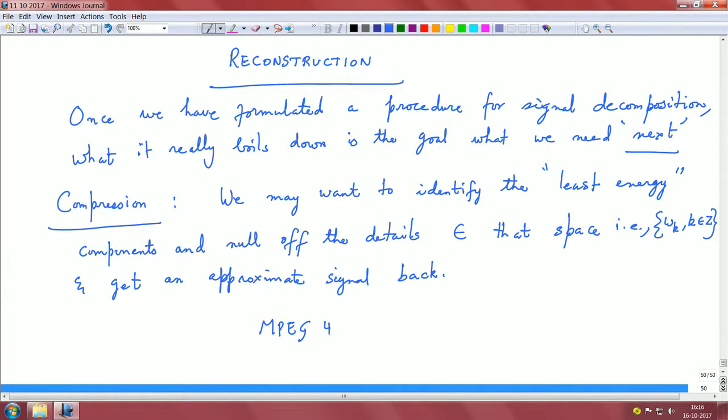Okay, this is one idea, and this is done routinely in MPEG 4 plus standards. These days they are really very much evolved, but MPEG 4 I think had wavelet transformations.